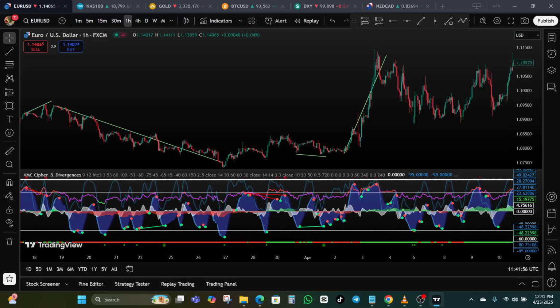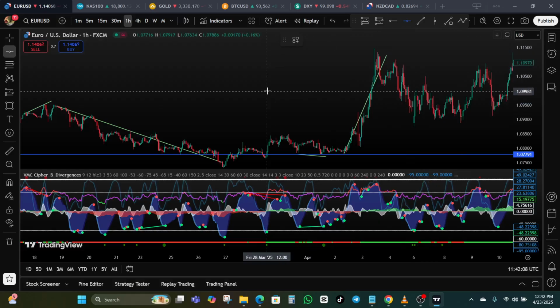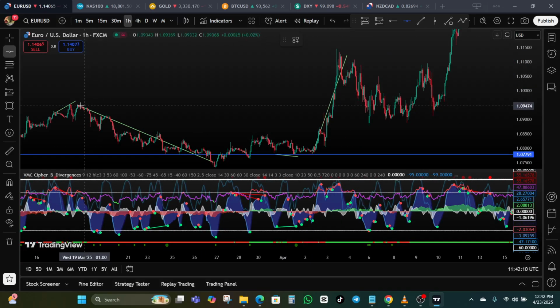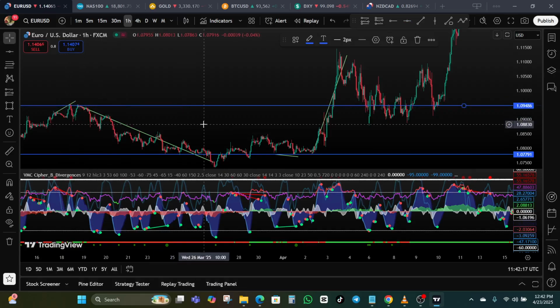You have to look for a reaction at a key level. It could be a support or a resistance zone. For example, when you get a bullish divergence forming around a support zone, it adds validity to that signal. Likewise, when you find a bearish divergence happening around the resistance zone, it adds validity to that signal. It could be a support or resistance zone that you are using as your key level.